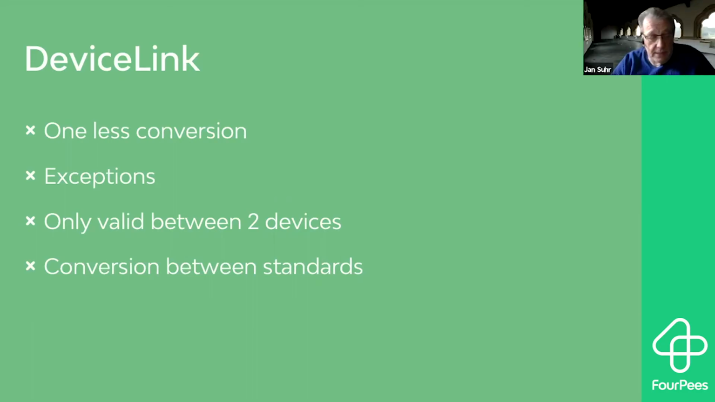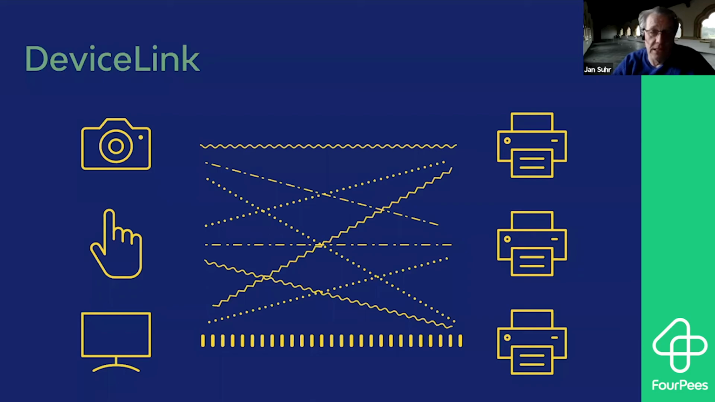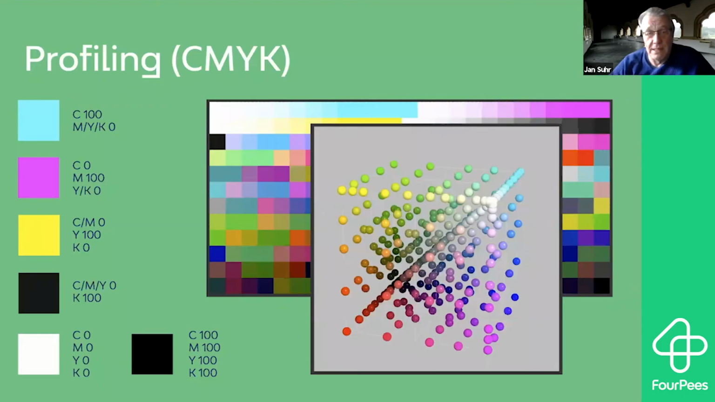Another factor with DeviceLinks and profiles in general is the black generation you have in the profile, the black point generation. So for really advanced image handling, you can have different black points and black generations for different types of images. Like skin colors, you would like to have less black in them, but other images could have a lot of black, and for that reason you can have different ICC profiles with different black generation, but all of them are for FOGRA 51, with a different black curve.